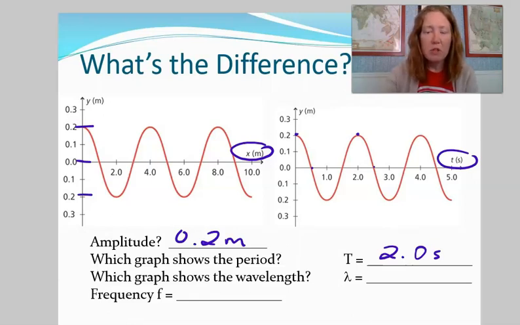Okay, which graph shows the wavelength? This one here. So when we look at the wavelength now, we're looking for the length of a single wave, crest to crest or trough to trough. So it's convenient. This one has a crest at 0 and another crest at 4. That would be 4 meters, okay? Or I could look here at trough to trough from 2 to 6 gives me 4.